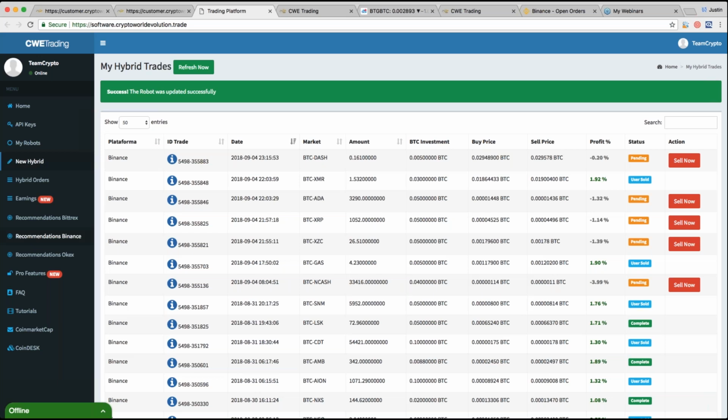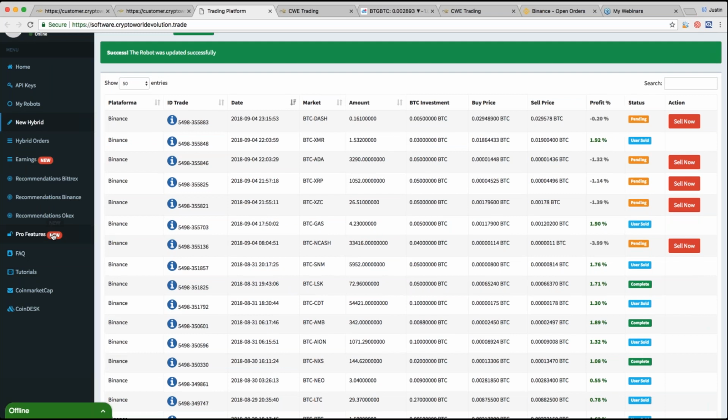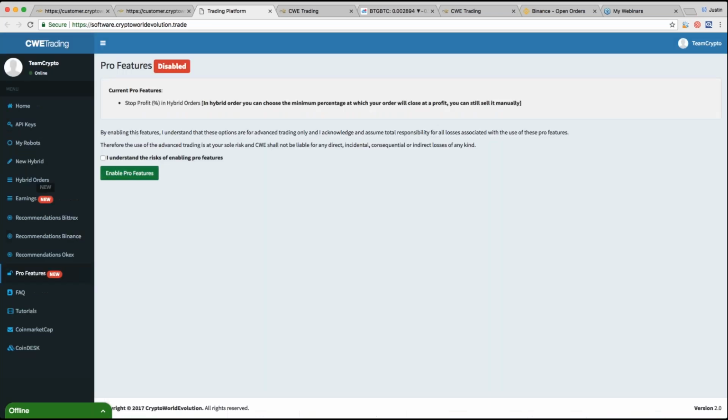What do I mean by that? Over here on the left, you see where it says Pro Features. If you're new to trading and you're just learning, I recommend you do not touch this button until you get with somebody and really get educated on how this works. If I really want to, I can click this button, and this is for the hybrids. This is what you call a stop profit percentage in the hybrid orders. In a hybrid order, you can choose the minimum percentage at which your order will be closed at a profit, and you can still sell it manually if you want.